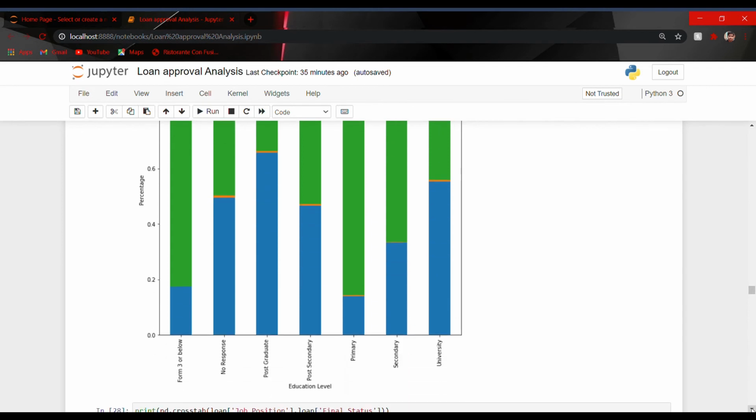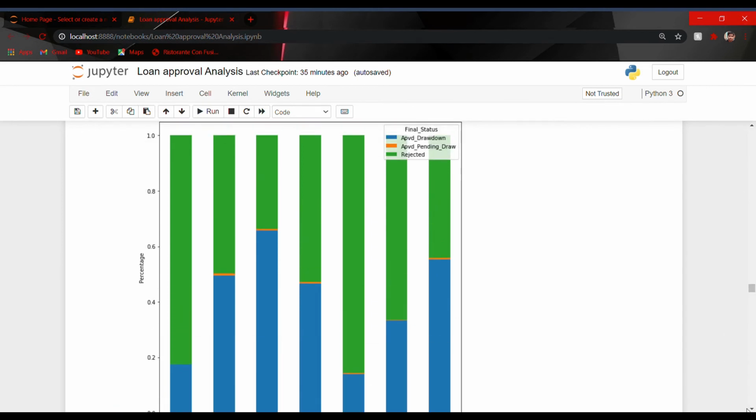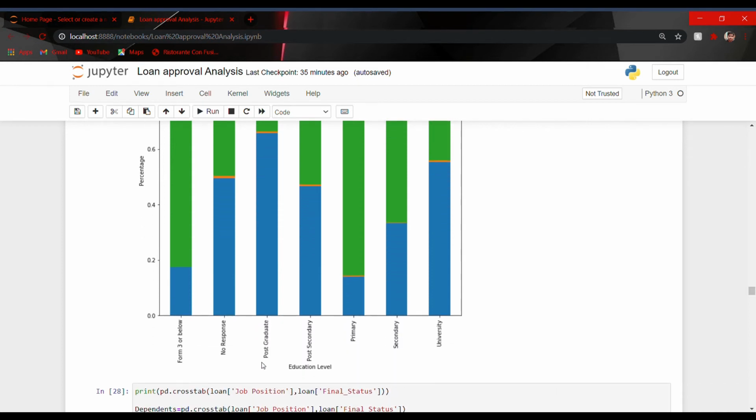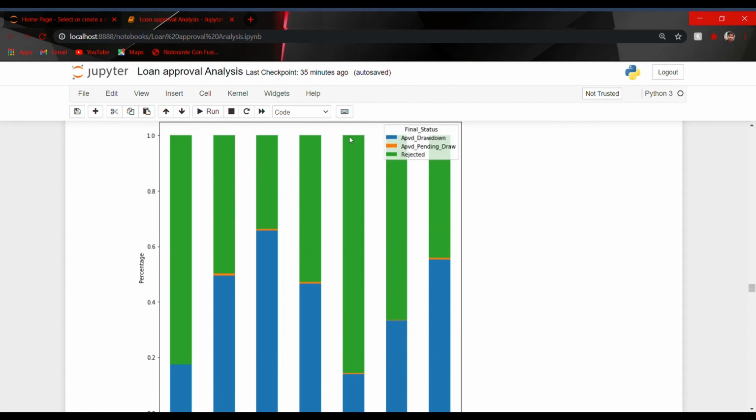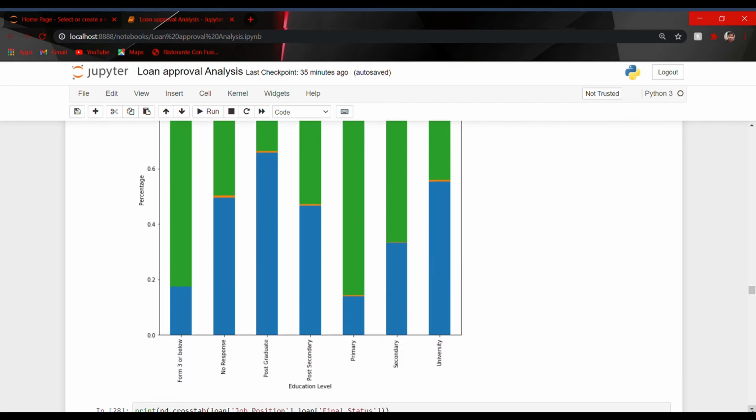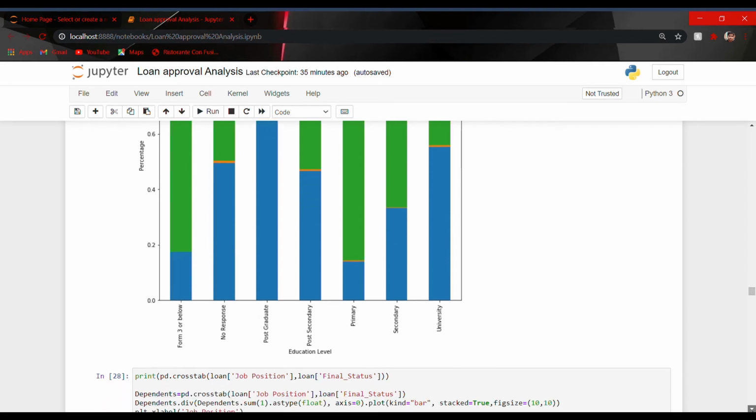Here we can see that the highest number of applicants whose loan has been accepted by the bank are postgraduates. That means they have completed their PG, while the lowest are primary. Those who have completed only their primary education have the highest chances of getting their loan rejected. As you can see, the green bar of this is the longest, and the blue bar is the shortest. That means they also have the lowest chance of getting their loan accepted by the bank.